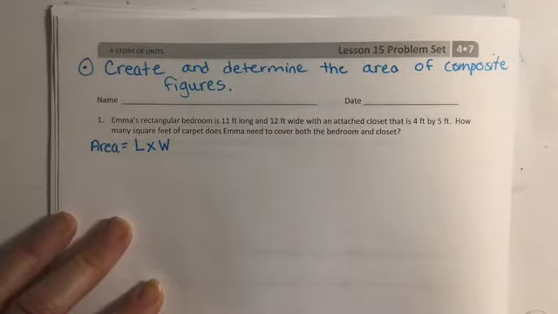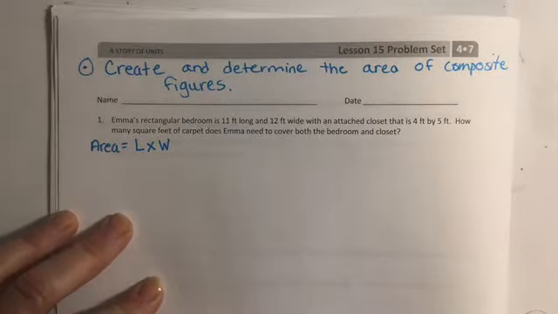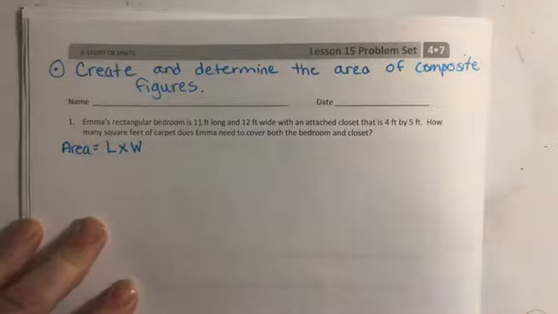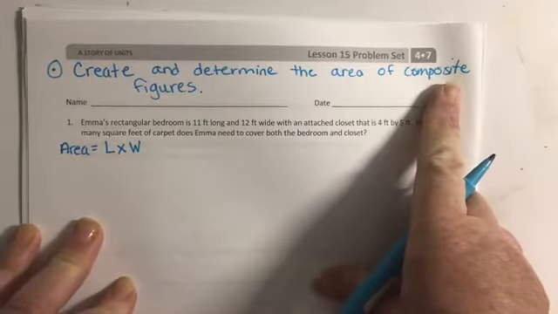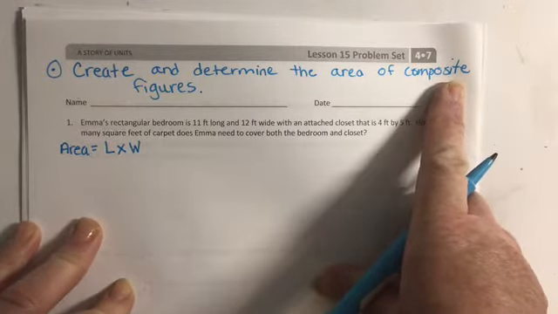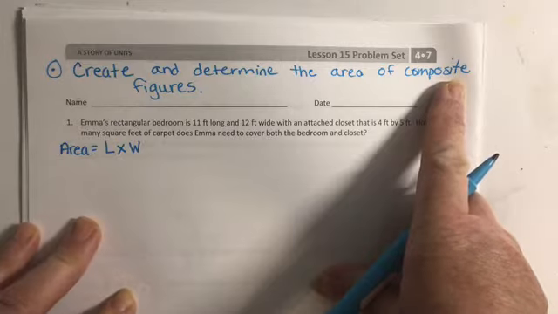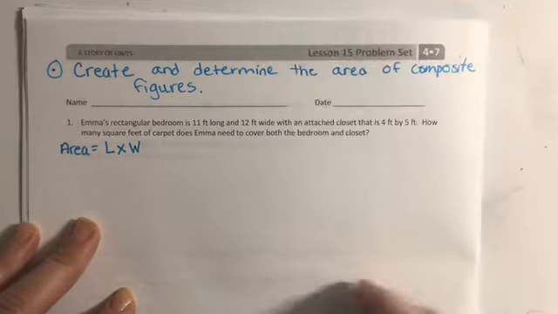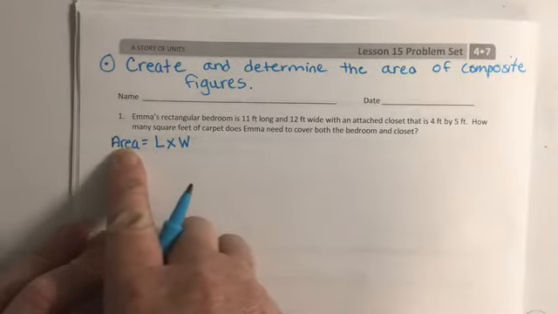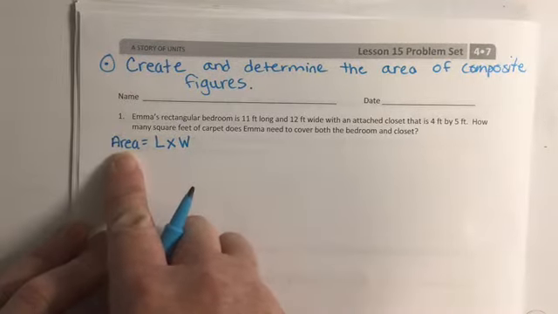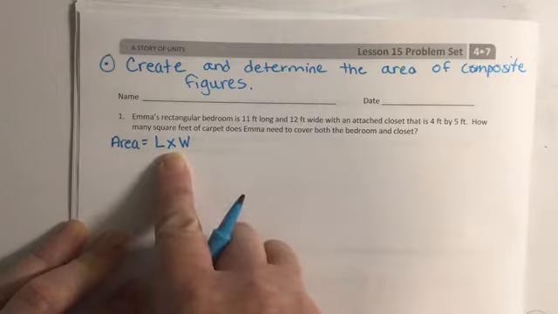And today you are going to create and determine the area of composite figures. A composite figure is one that is made up of more than one shape. So in this case, we're mostly working with rectangles. So you need to know the formula for figuring out the area of a rectangle, which is length times width.